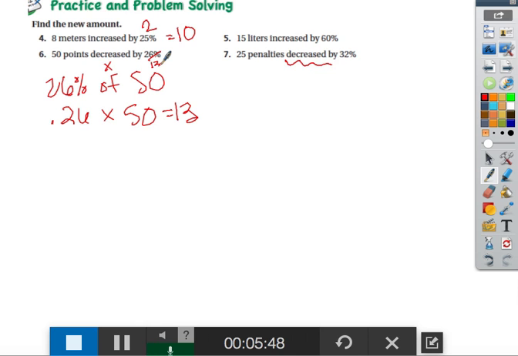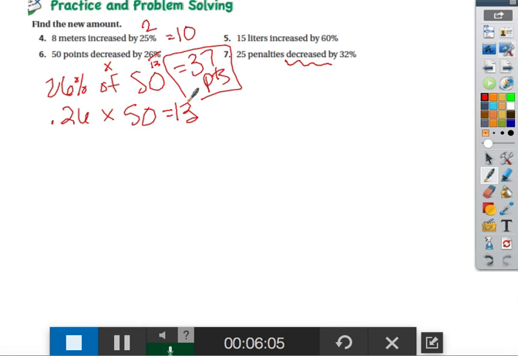We use 26% to find the actual part that is being decreased. So 50 points decreased by 13 is how many points? 37. 37 is your new amount of points.